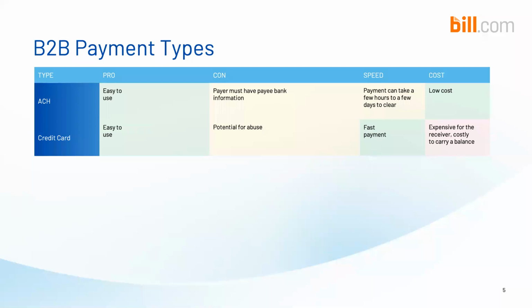So with credit cards, they're easy to use and payments are fast. Some of the cons: you have potential for abuse. Maybe lots of employees have the corporate card and can utilize that, taking a lot of risk. It's fast payments. The downside is for vendors, it's really expensive. Paying that percentage, that merchant fee, is very expensive, and typically they don't want to do that.